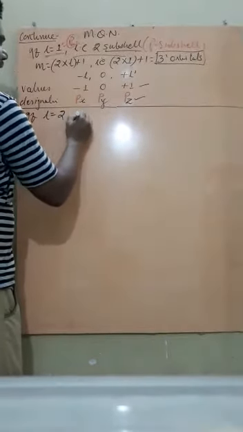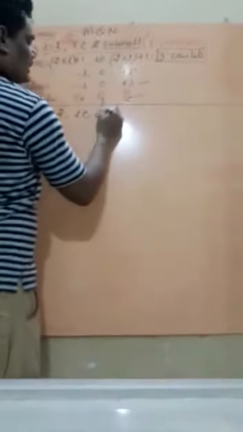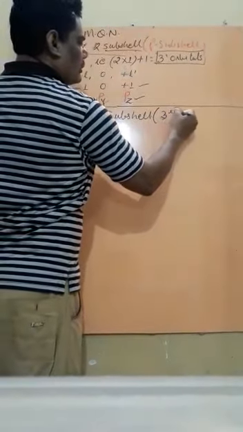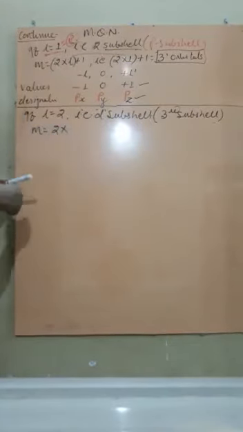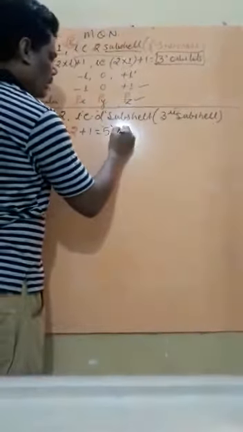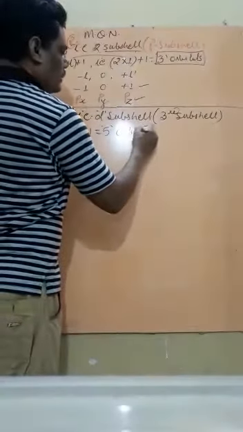Now similarly we can go again. If L is equal to 2, this is the D subshell, the third subshell. So again the number of orbitals is 2 into L plus 1. Place the value of L, which is 2: 2 into 2 plus 1 is equal to 5 orbitals. That is 5 orbitals.